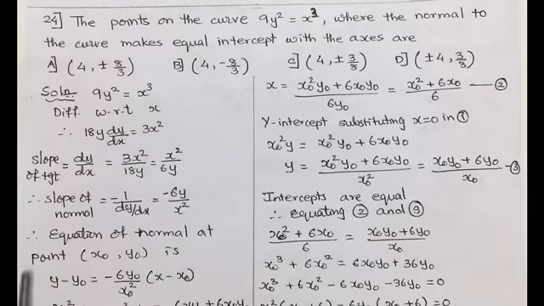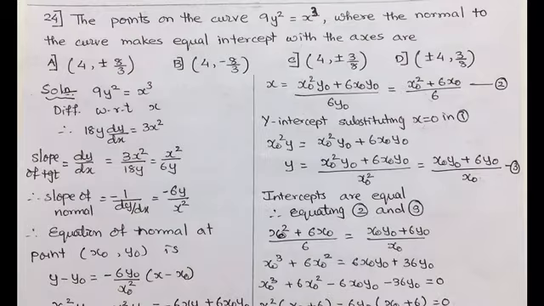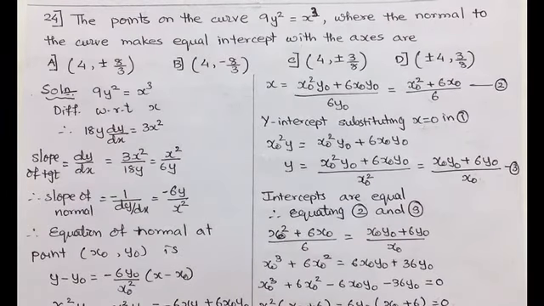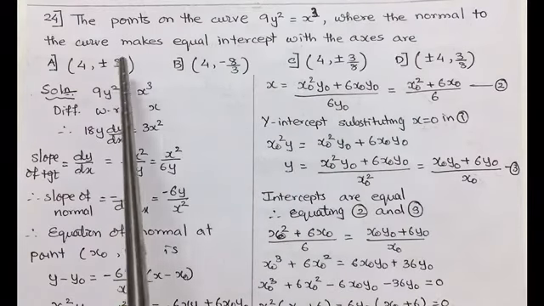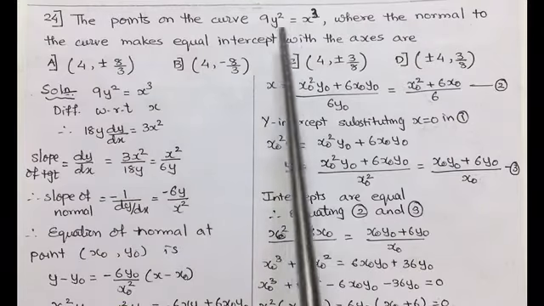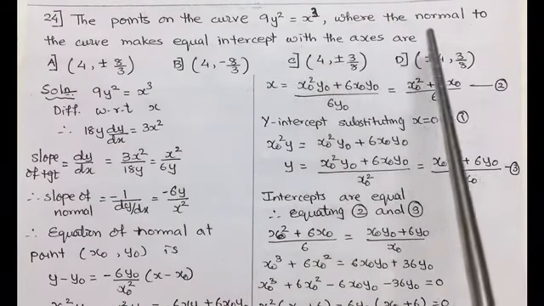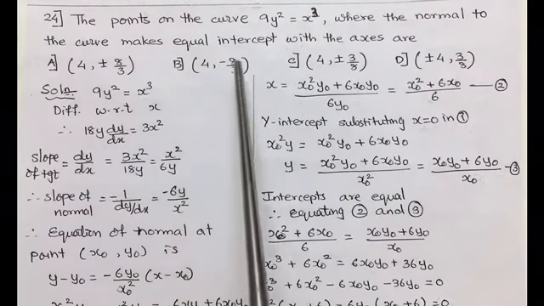24th one is: the points on the curve 9y square is equal to x cube, where the normal to the curve makes equal intercepts with the axes. Now we need to calculate the points on the curve where the normal is making equal intercepts with the axes.